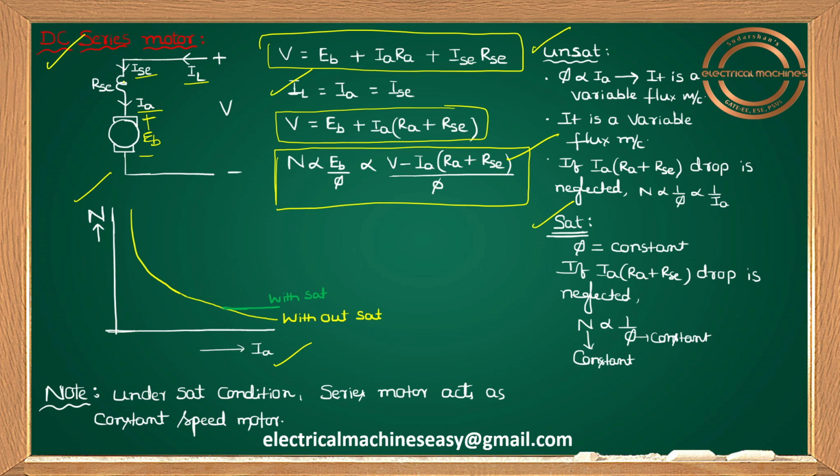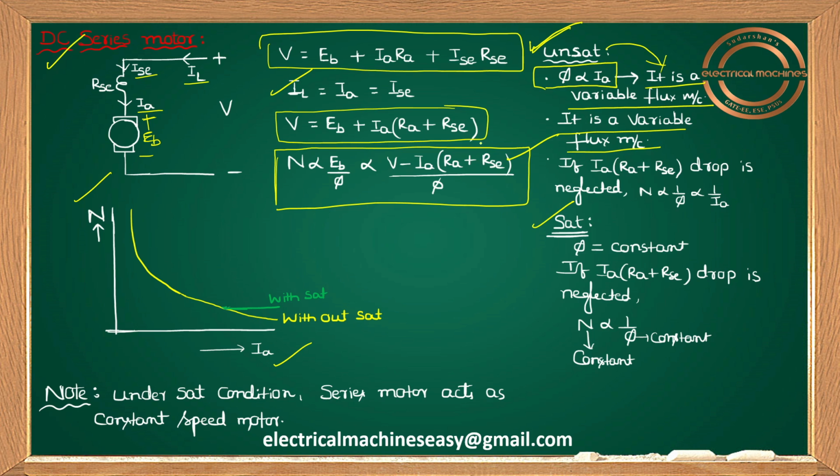Because it is connected in series with armature, obviously in unsaturated region, flux proportional to IA is very, very important. You have to remember. As the IA increases, the flux also increases. So that's why in unsaturated region, series motor can be called a variable flux machine.